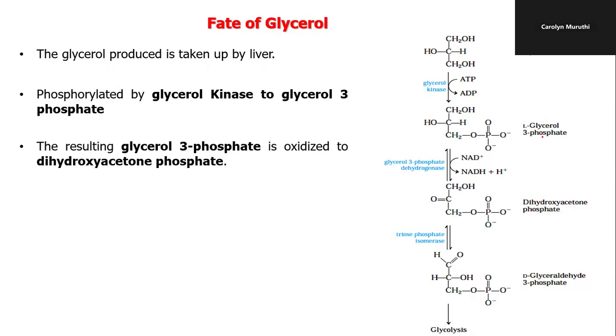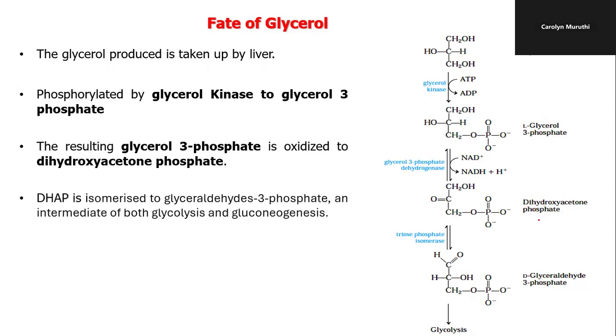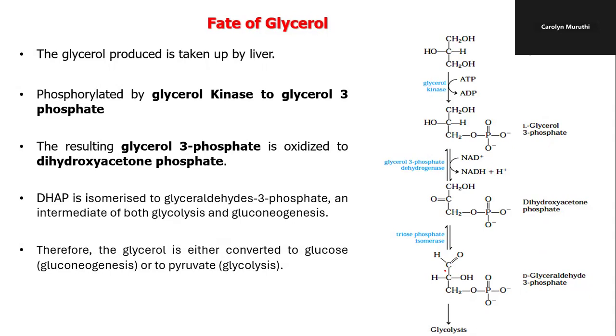The resulting glycerol 3-phosphate will then undergo oxidation where it will be converted to dihydroxyacetone phosphate, which will then be isomerized to glyceraldehyde 3-phosphate through the action of triose phosphate isomerase. Glyceraldehyde 3-phosphate is an intermediate of both glycolysis and gluconeogenesis. Therefore, glycerol is either converted to glucose or to pyruvate through glycolysis. Now let us look at what becomes of the free fatty acid.